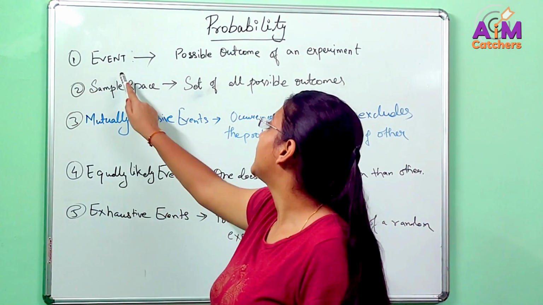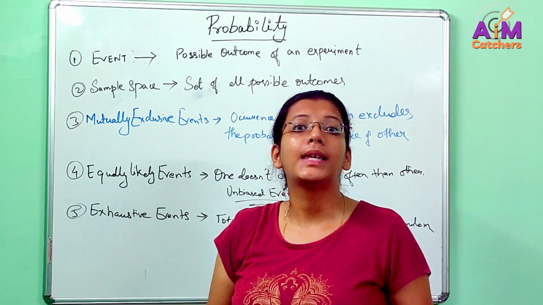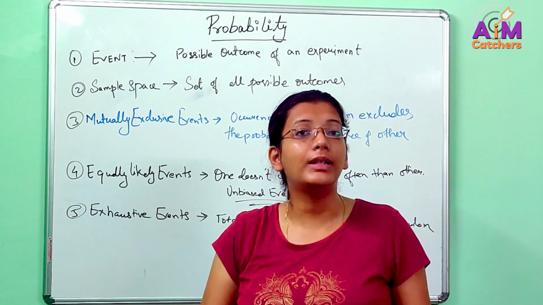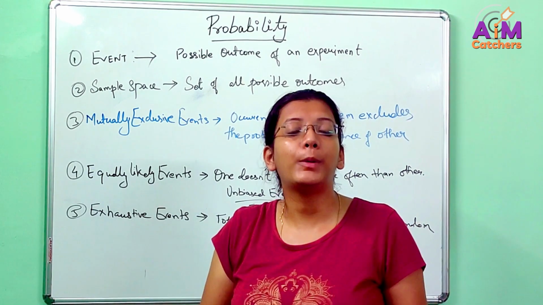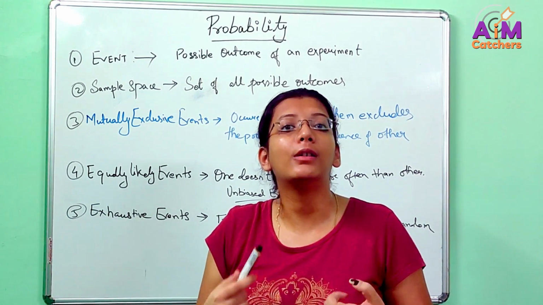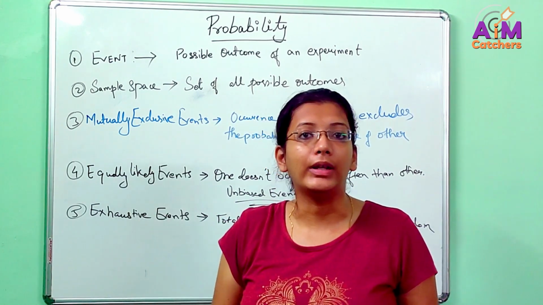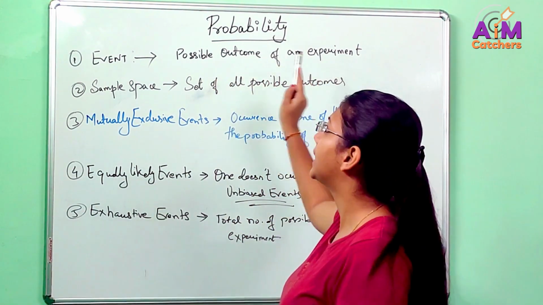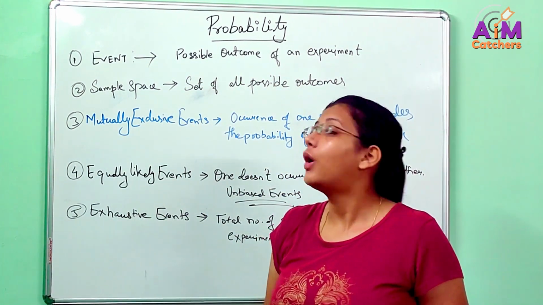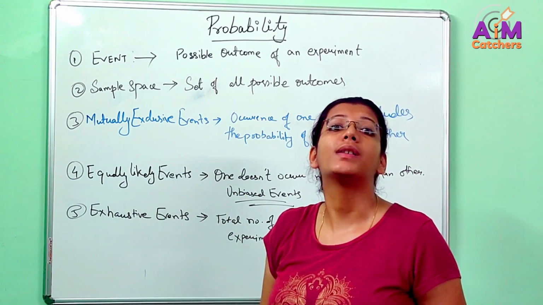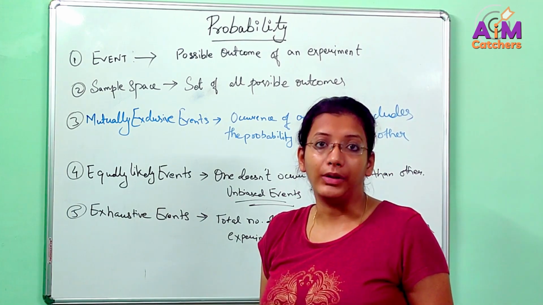Okay, so the first term is event. What is an event? Event is the outcome. Head is an event, tail is another event. So events are the outcomes of an experiment. What is an experiment? The experiment in this example is tossing a coin. In any experiment, whatever the outcome is, that is an event. If you roll a dice, the outcomes are 1, 2, 3, 4, 5, 6. Each of them is a separate event, okay?